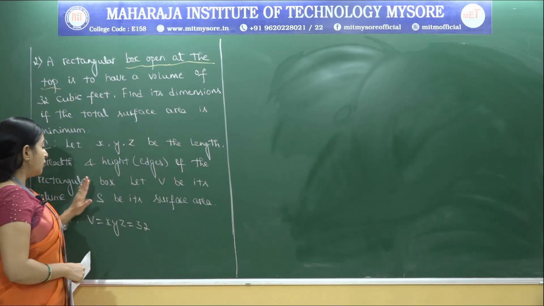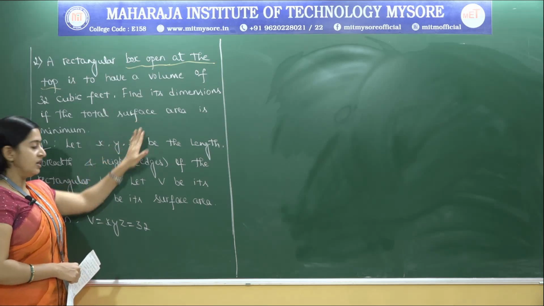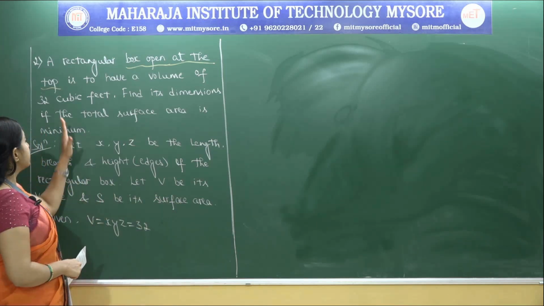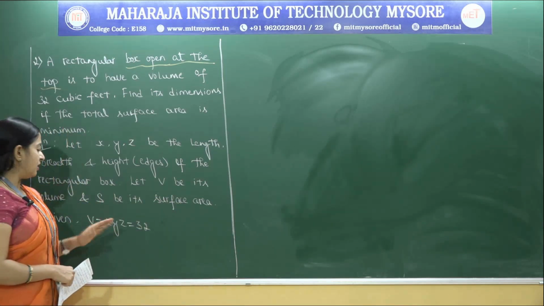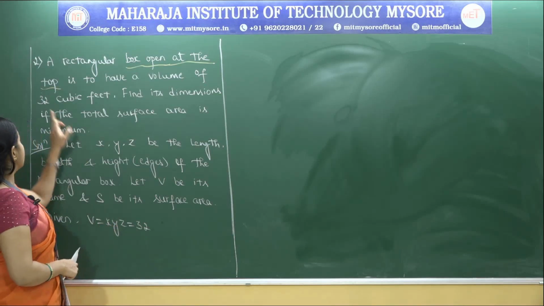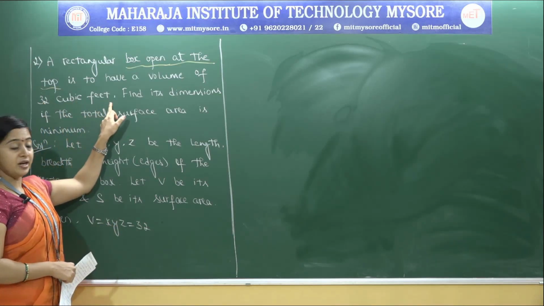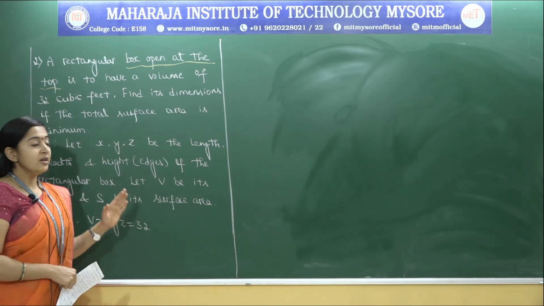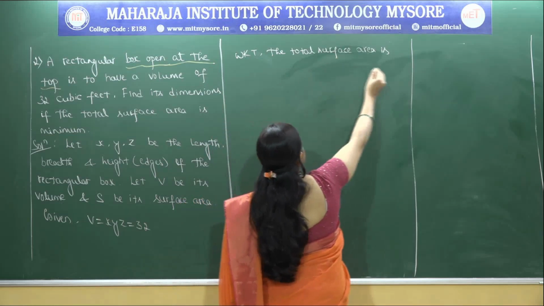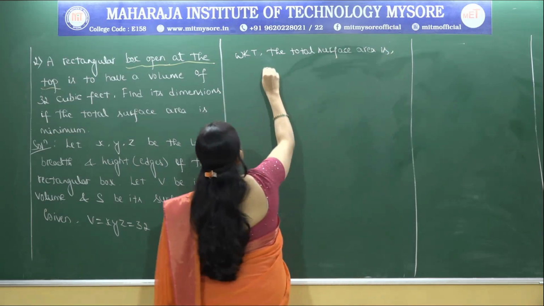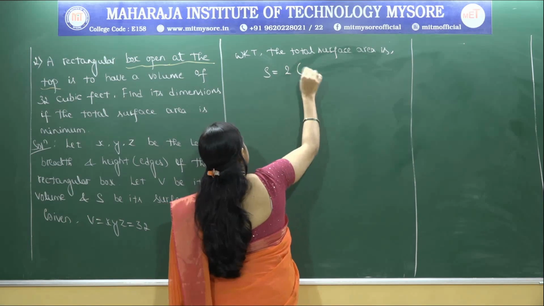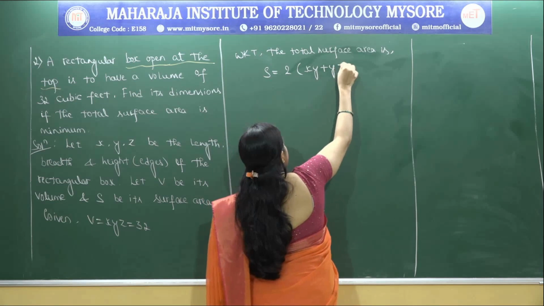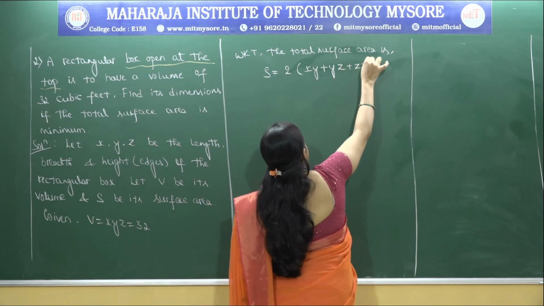Let V be its volume. You have to find the surface area. So I take S be its surface area. Next, since the volume formula, you know the volume formula V equals xyz. The given volume is 32 cubic feet. So V equals xyz equals 32. Next, consider the total surface area is, you know, S equals, since it is rectangular box, it is 2 times of xy plus yz plus zx.